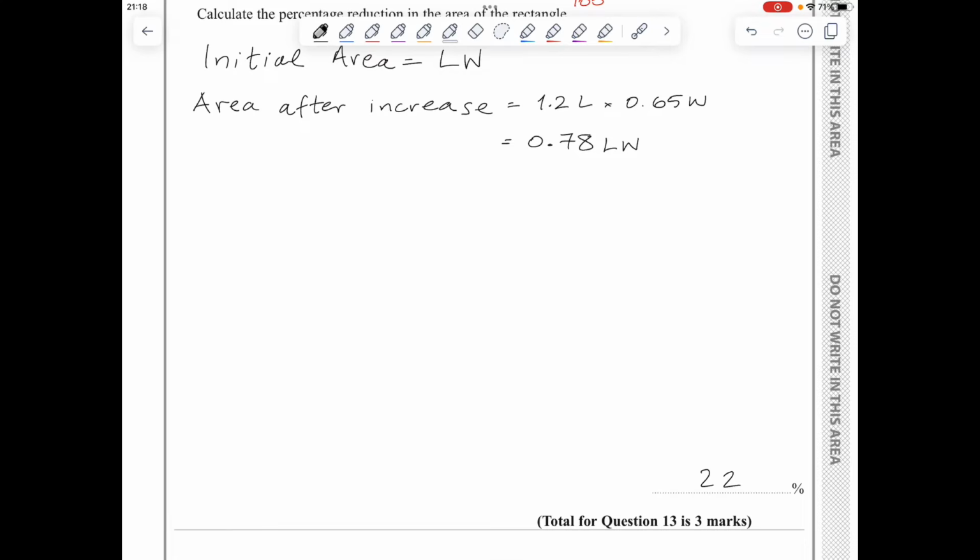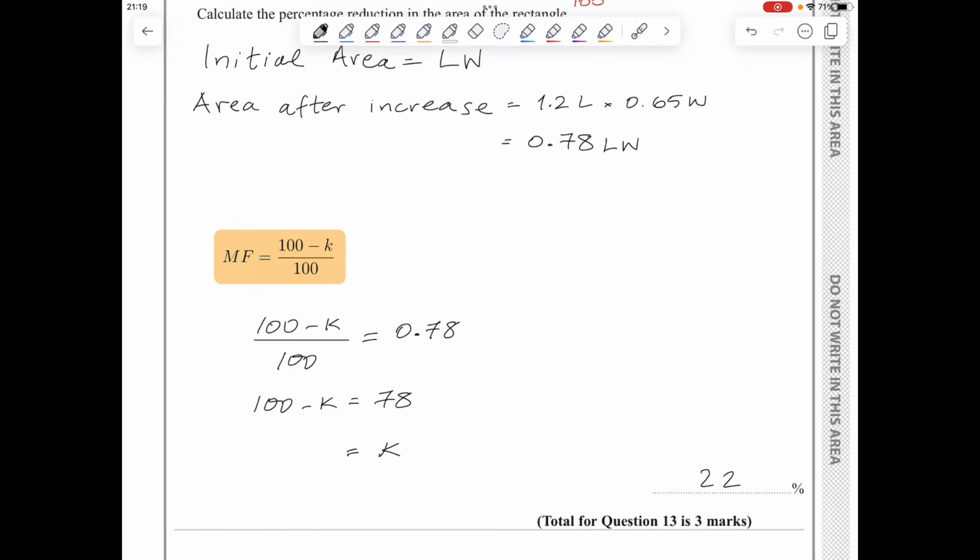Let's use the formula for the multiplying factor. This is equal to 100 minus k, where k is the percentage decrease, over 100. We know it's a reduction; we're being told that in the question. So 100 minus k over 100 is equal to our combined multiplying factor. Cross multiply: 100 minus k is equal to 78. So bring k to the right. 100 minus 78 will give you a percentage decrease of 22.